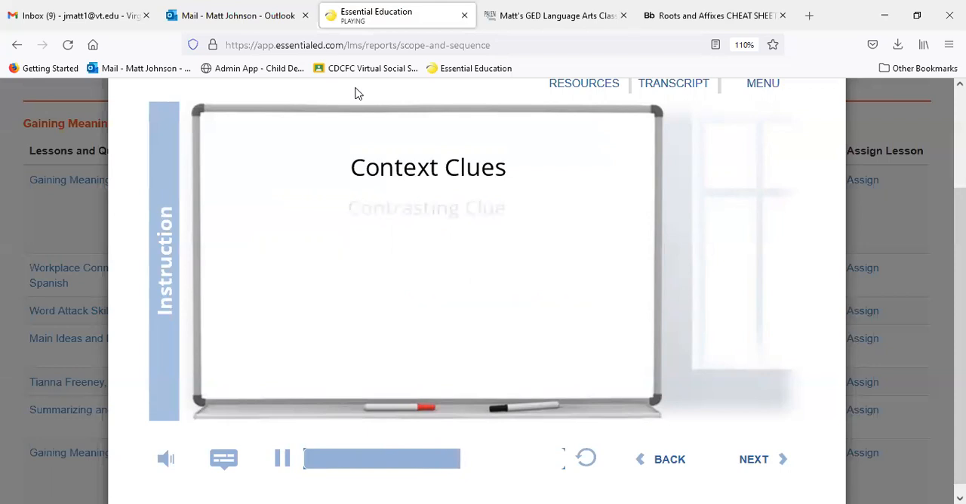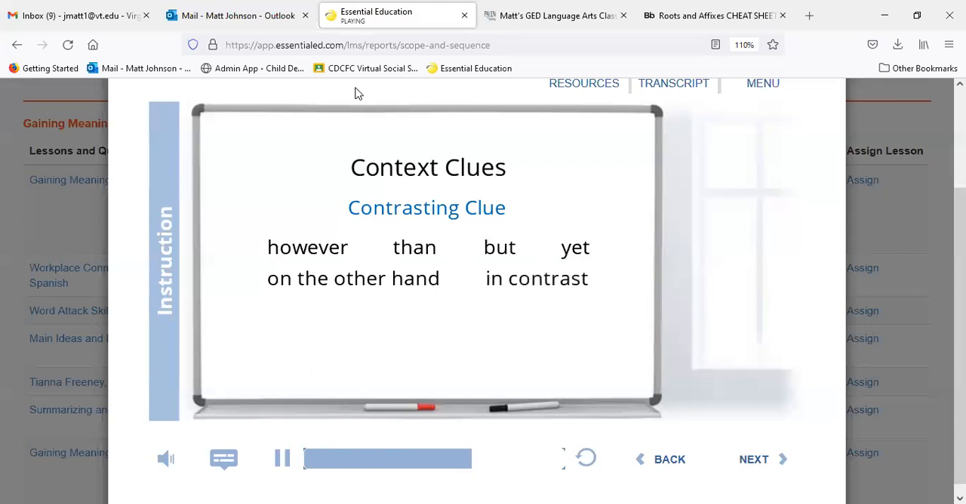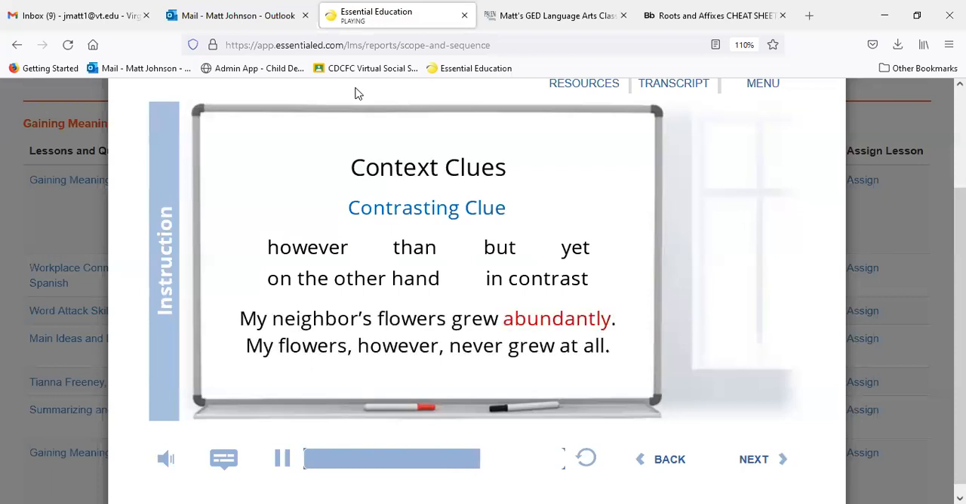The opposite of a comparing clue is a contrasting clue. The contrasting clue uses the signal words however, than, but, yet, on the other hand, or in contrast. A contrasting clue shows how two things are not alike. Here's another sentence. My neighbor's flowers grew abundantly. My flowers, however, never grew at all. The signal word however tells you to look for a contrasting clue. In this sentence, grew abundantly contrasts with the phrase never grew. The contrasting clue tells me that abundantly means the opposite of never.